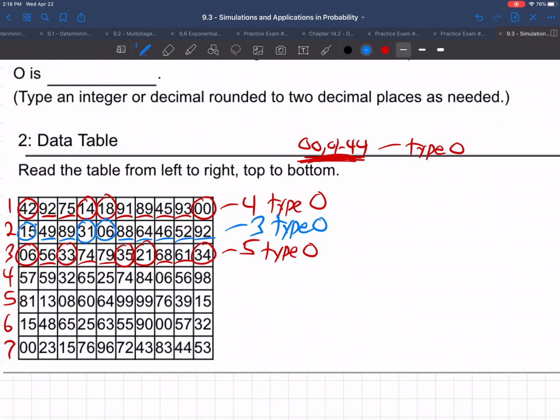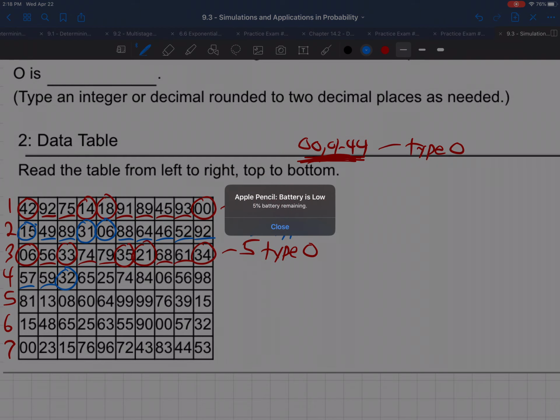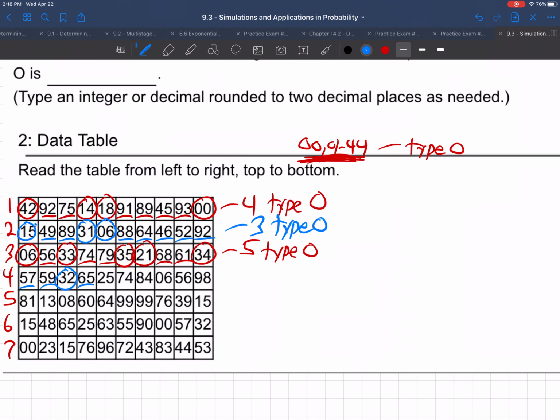So the next 10: 57 no, 59 no, 32 yes, 65 no, 25 yes, 74 no, 84 no, 06 yes, 56 no, 98 no. So that was 3 type O blood among those 10 patients. Next 10: 81 no, 13 yes, 08 yes, 60 no, 64 no, 99 no, 99 no, 76 no, 39 yes, 15 yes. That was 4.